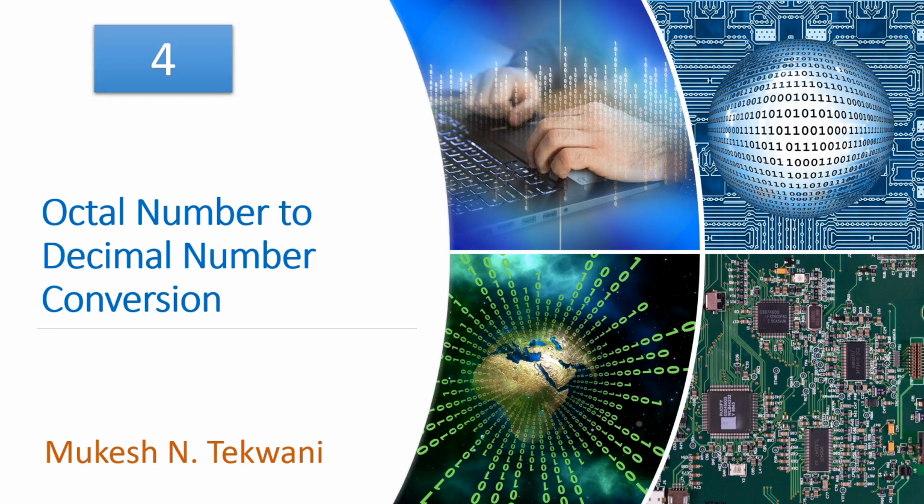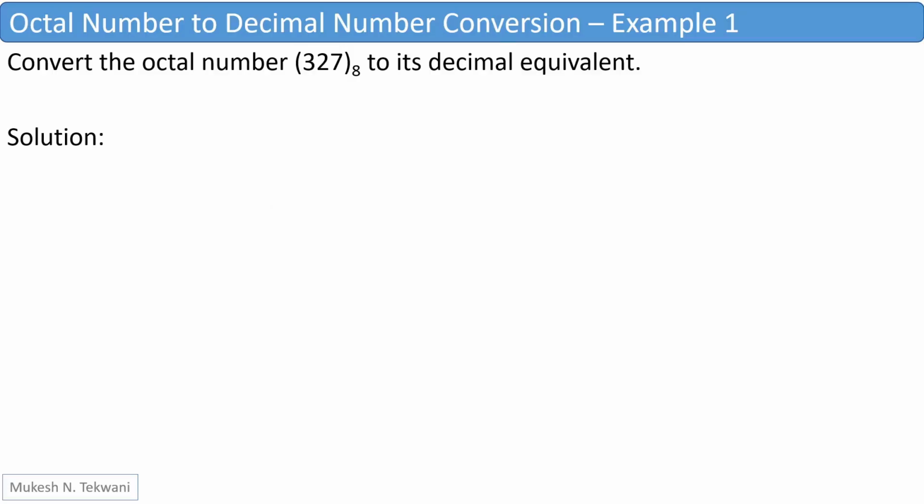Welcome back to this section. We now discuss the conversion of an octal number to its decimal equivalent. Let us take the example of converting the octal number 327 to its decimal value.